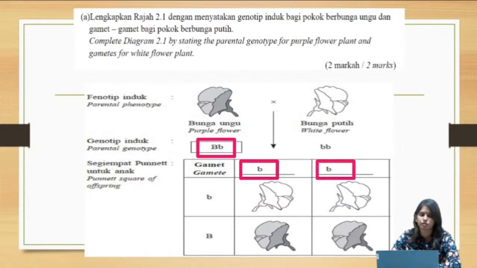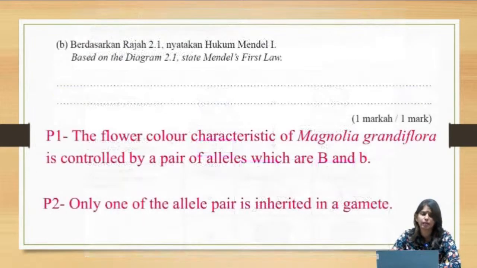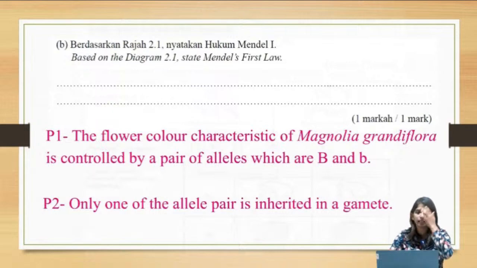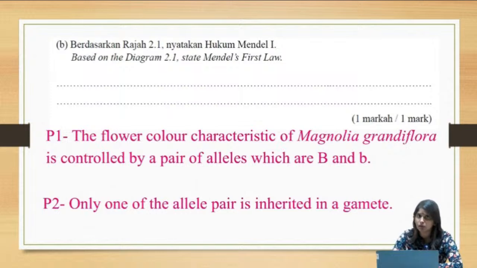Now we proceed to the second part of the question, that is your B. Now we look at the question. Based on diagram 2.1, state Mendel's first law. So based on the diagram given, you must state Mendel's first law. Your answer over here, you can see clearly when teacher explained the question, that the alleles are segregated during the formation of the gamete. And this should be your answer over here.